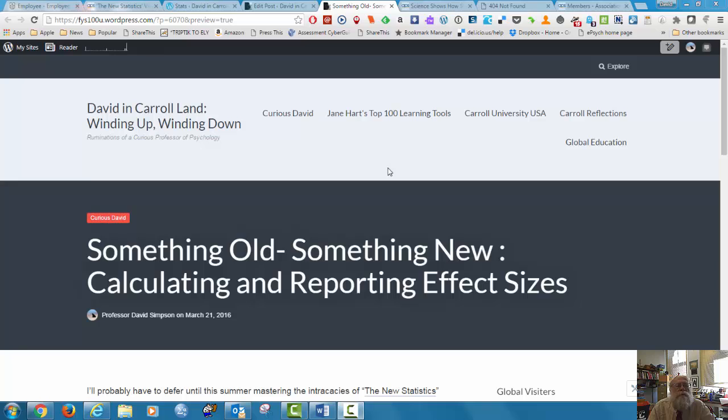Going to take the time to try and do three things at once. I'm benchmarking using Camtasia Studio on my office desktop. I'm using a new webcam, Logitech 920, that also works across my Mac and my PC. And I'm going to introduce you to some effect size calculators that I have found to be particularly useful.